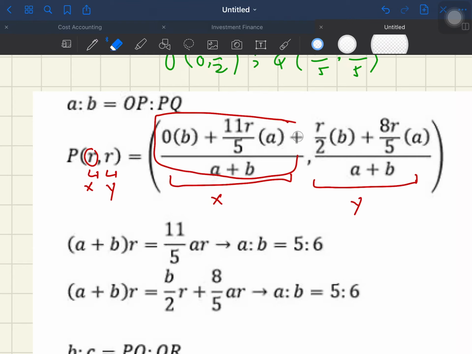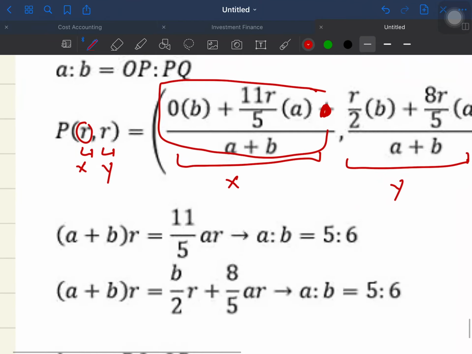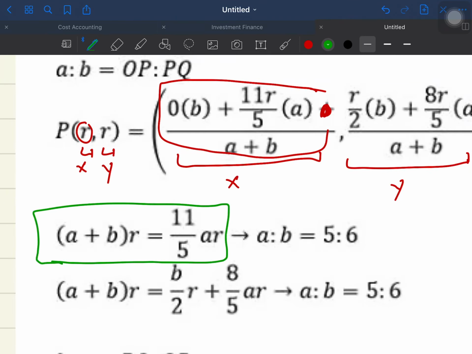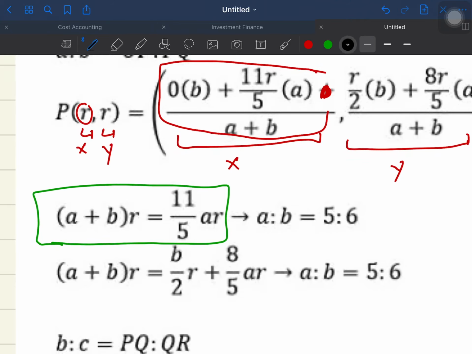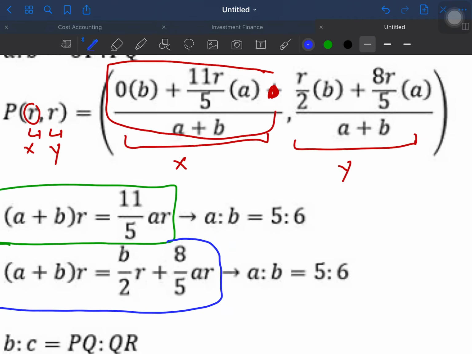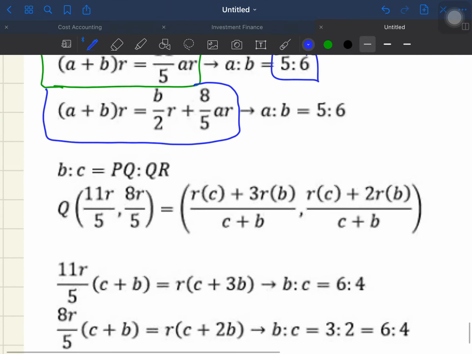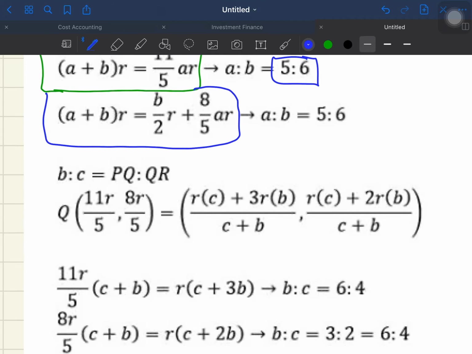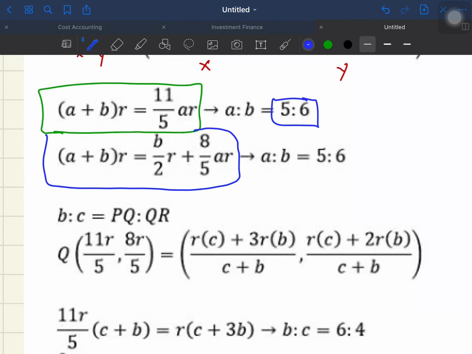My apologies because I included the at sign. You just ignore it, and you will get this equation when you compare the x coordinate, and the second one when you compare the y coordinates. Both of them will get the same ratio of A to B, which is 5 to 6.